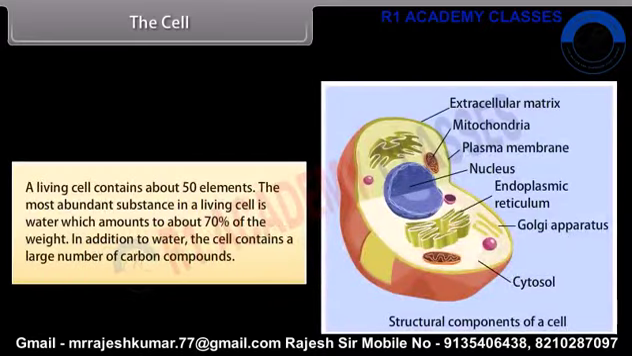A living cell contains about 50 elements. The most abundant substance in a living cell is water, which amounts to about 70% of the weight. In addition to water, the cell contains a large number of carbon compounds.